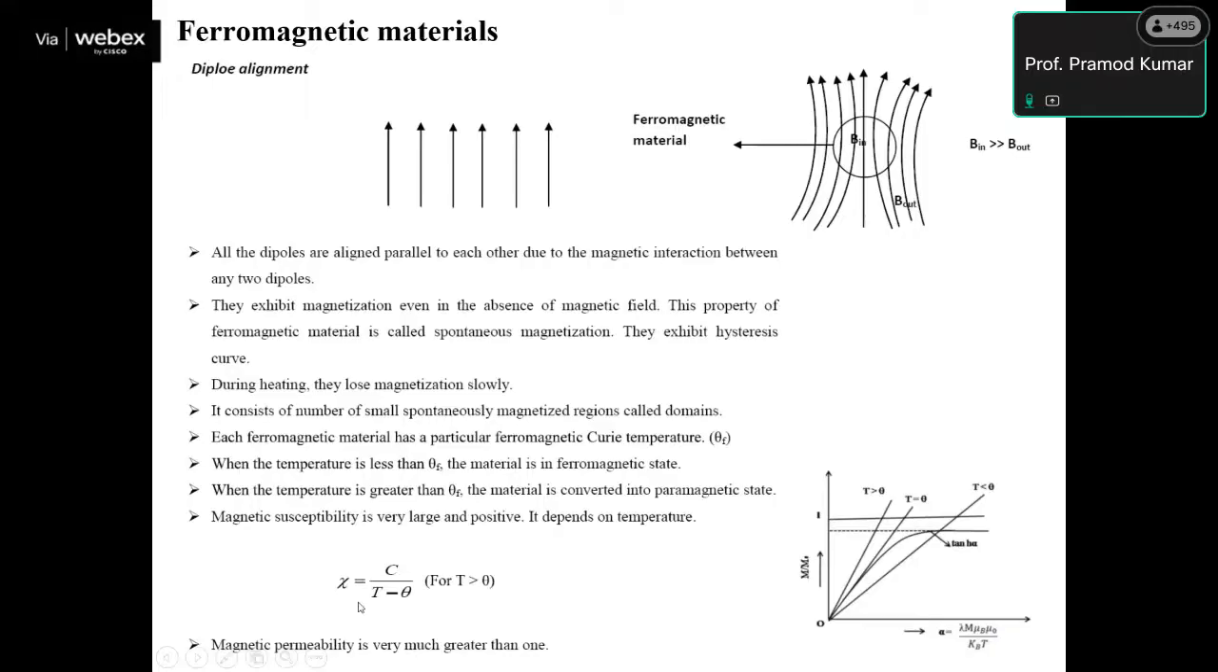So here, we can easily calculate the susceptibility using this formula: chi equals C upon T minus theta, where T is greater than theta, so it means the material shows paramagnetic behavior. Below that, it shows the ferromagnetic behavior.